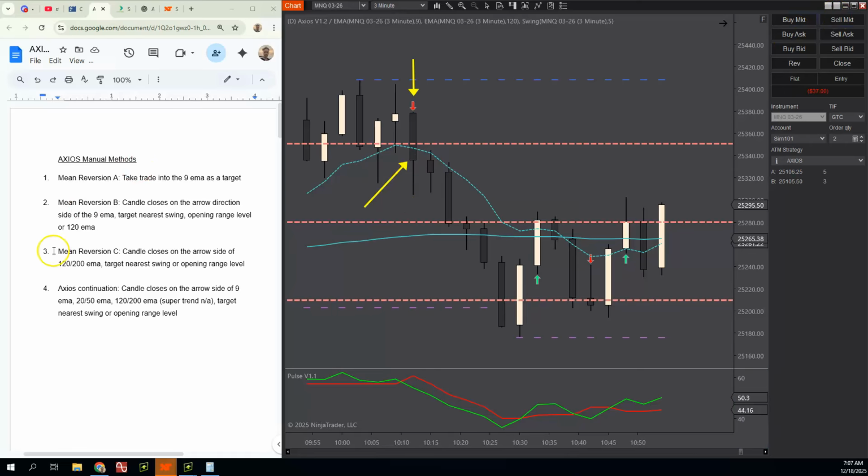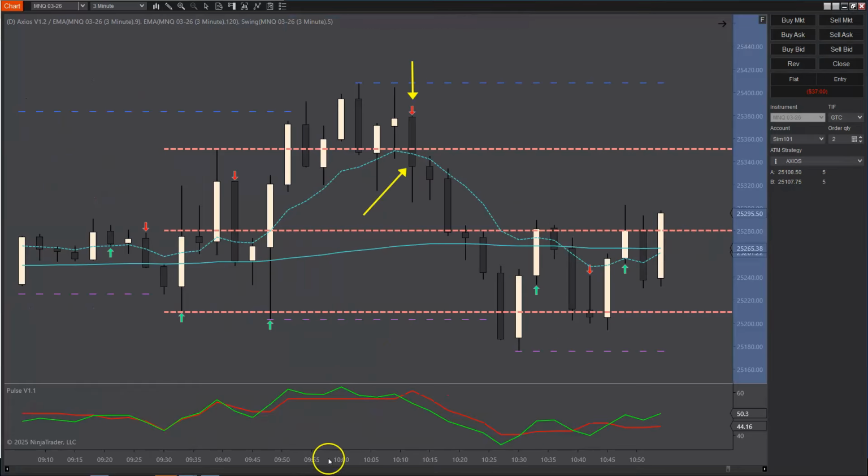Anyway, so candle closes on the arrow direction side of the 9 moving average, targeting the nearest swing, the opening range level, or the 120 or 100 or whatever EMA you really want. In this case, it seems pretty obvious that I'm going to want to target the middle of the opening range for 222 ticks. What else could you have targeted? You could have targeted the 120 or 100, whatever moving average you want. 200 seems to work. The 100 seems to work. 50 can even work. For some reason, I don't know, I've been using the 120 for many, many years. It seems to divide the price action very much in the middle.